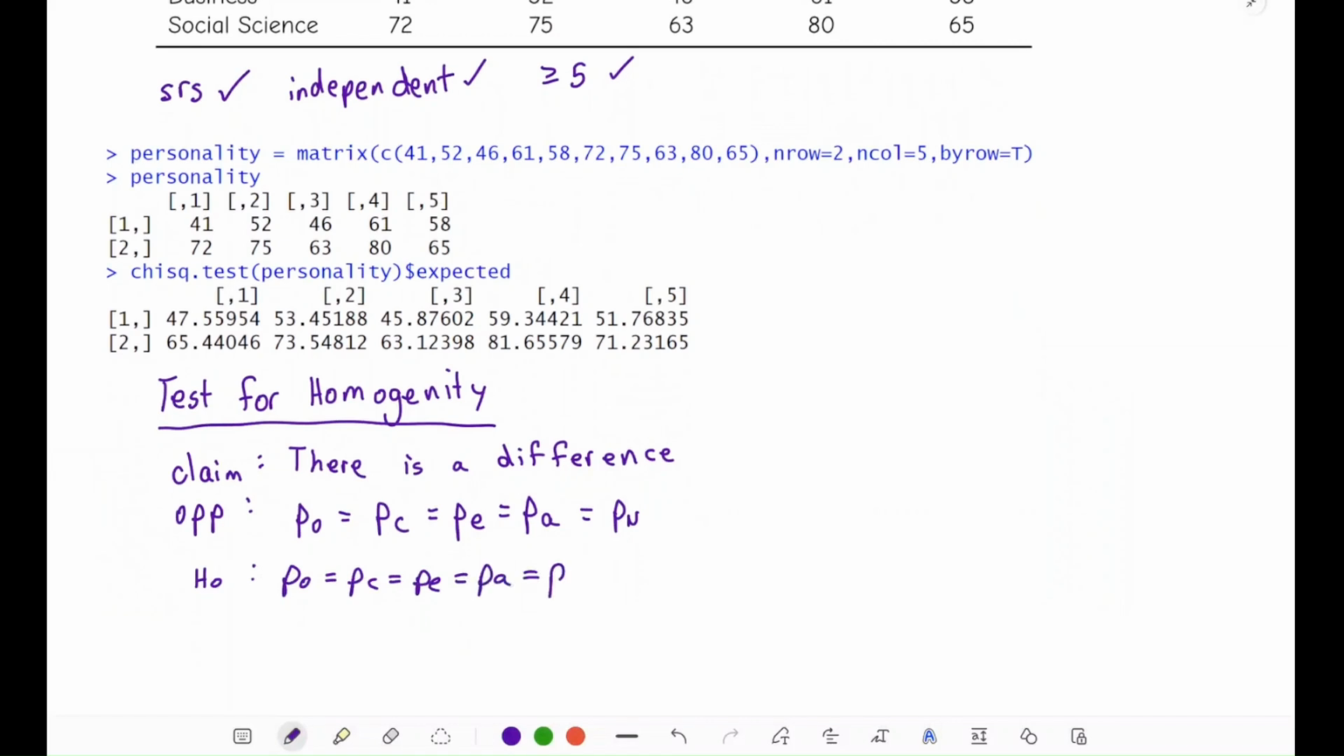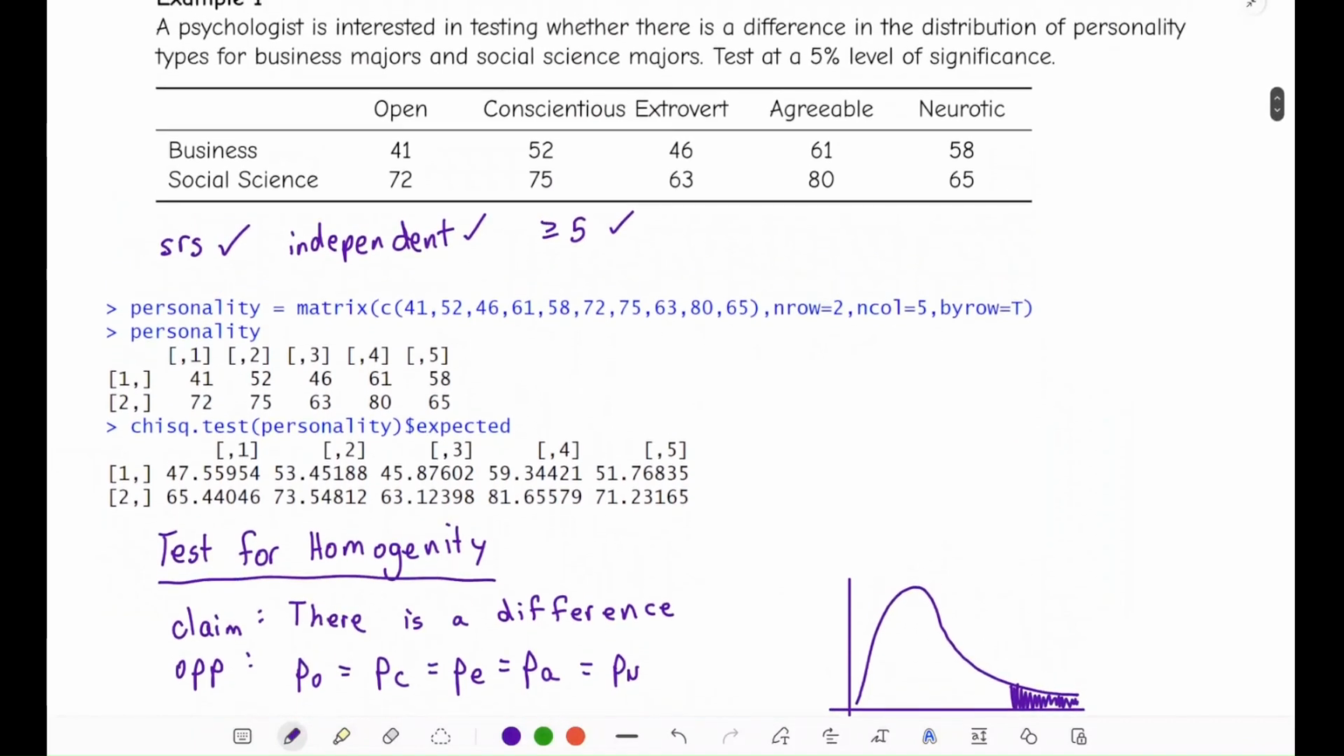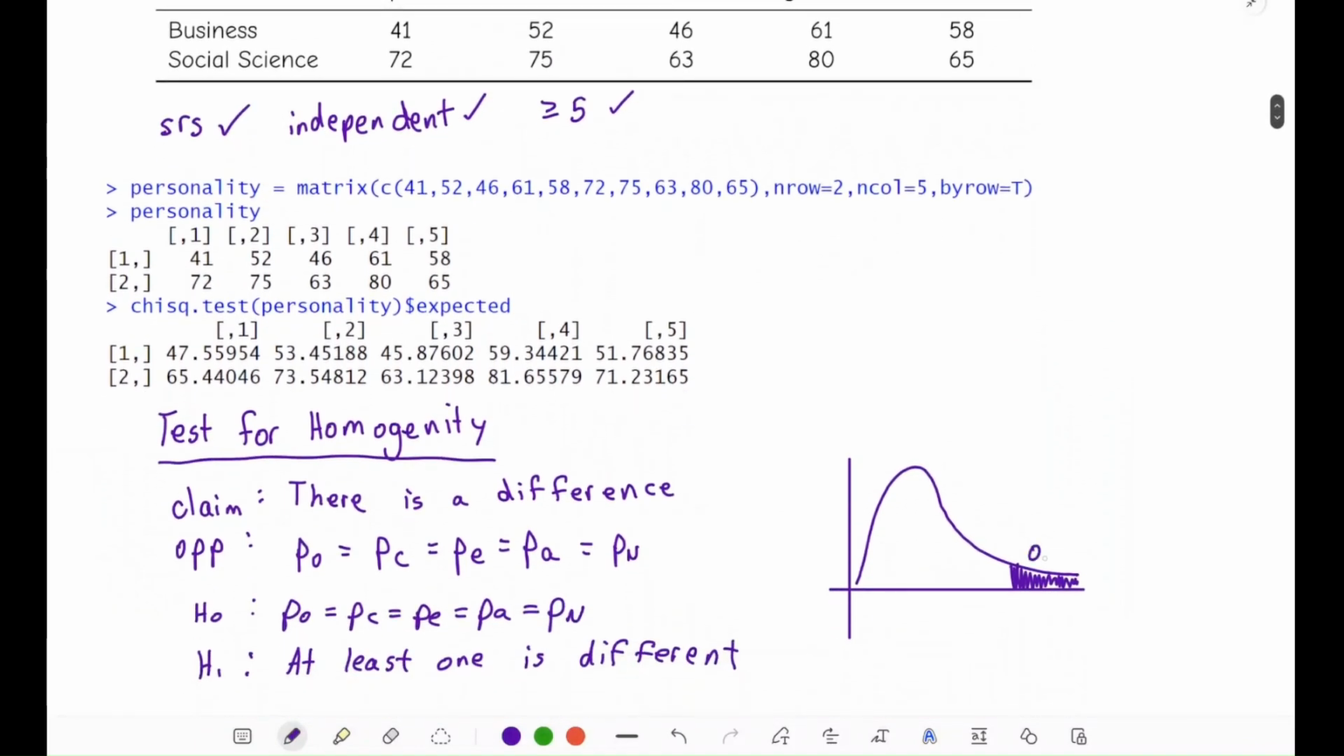And the alternative is that at least one is different, or there is a difference. And then, as we've said before, this is a chi-squared distribution, and it's always right-tailed. What is our significance level? I don't believe we were given one. Let me go back up. Oh, we were given one. 5%. Good. So 0.05.